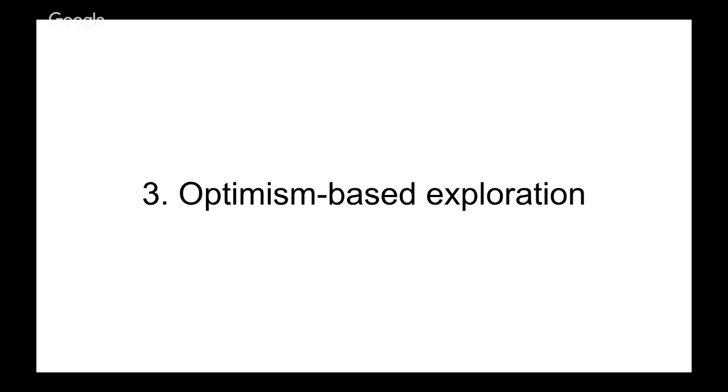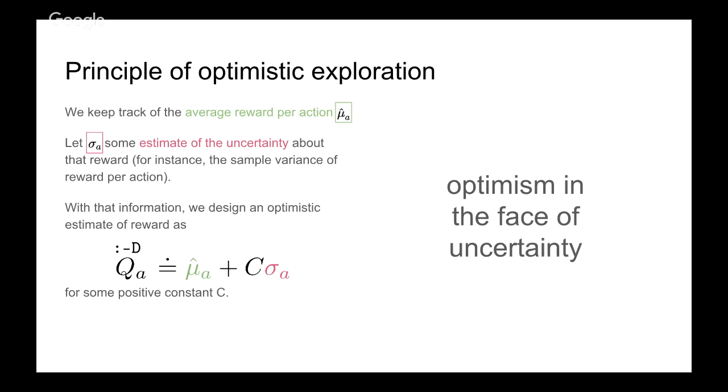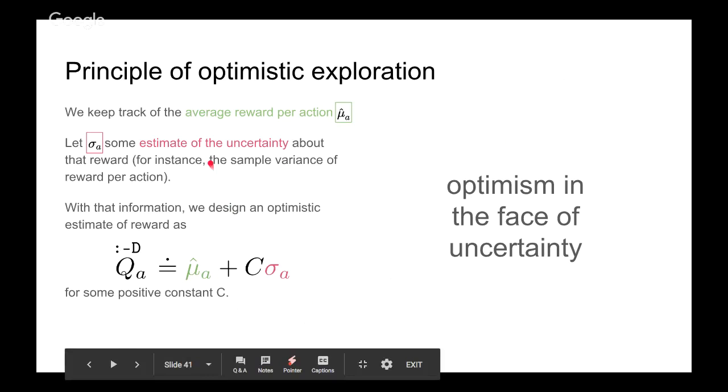Okay, so I was mentioning UCB, and we are going to talk about it here. UCB is a kind of optimism-based exploration. The principle behind it is to be optimistic in the face of uncertainty. So you track two things. You track the average reward per action, which we denote mu hat. And you calculate some estimate of the uncertainty that you have about your average reward. So for action one, you estimate that it's a reward of zero, but you are quite uncertain about it. For instance, you could use a sample variance of the reward per action.